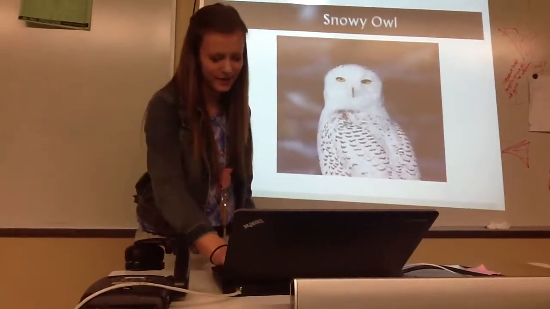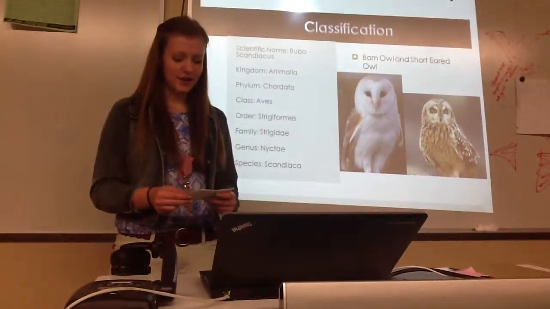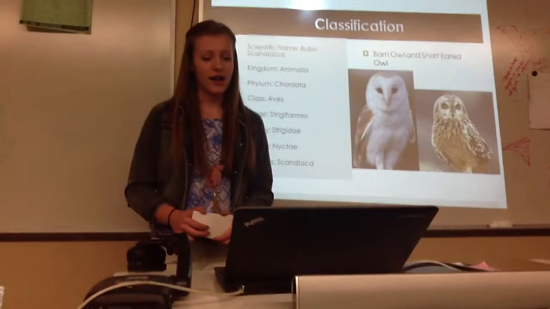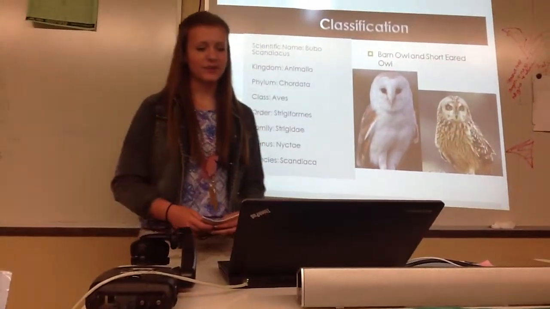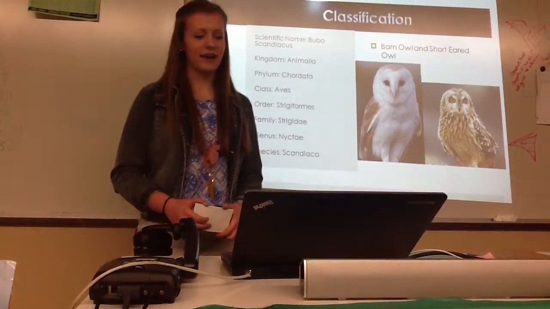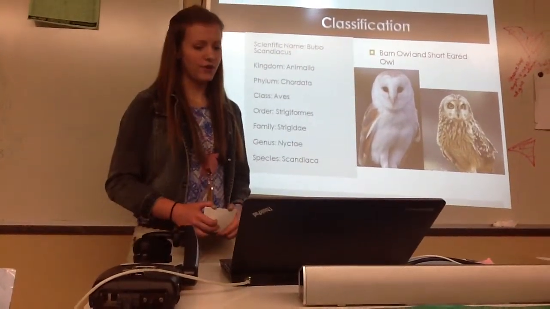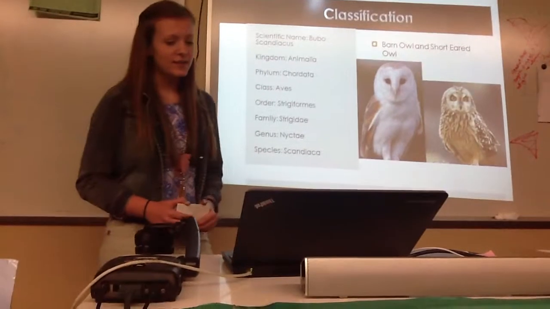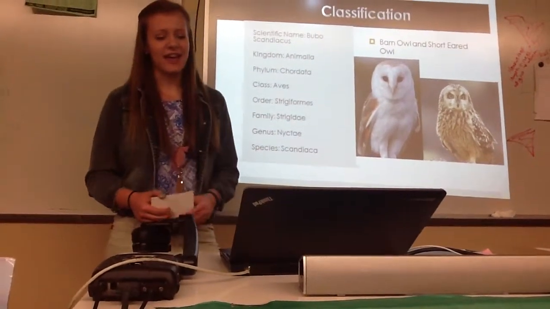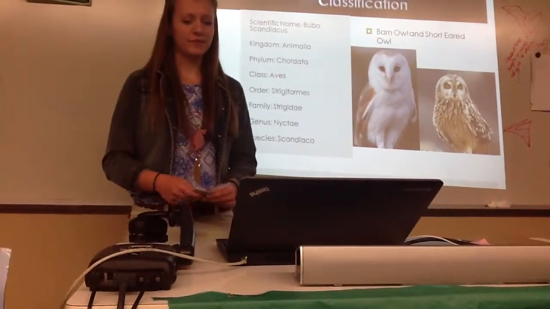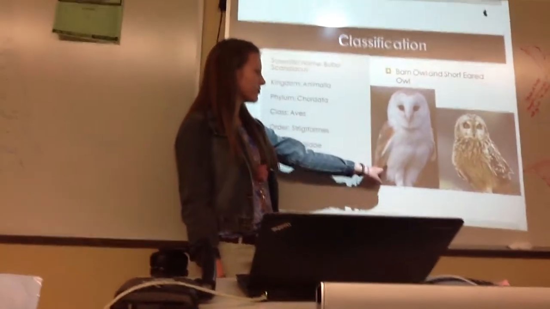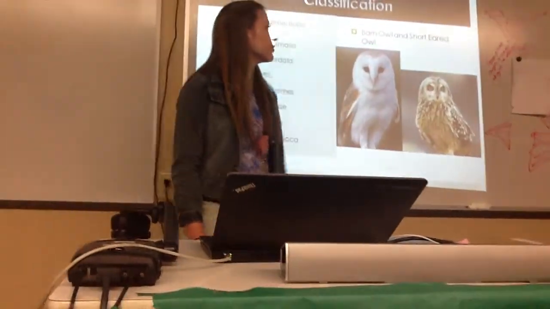Okay, hello, my name is Grace Blair, and over the next few minutes I'll be discussing the snowy owl. In this slide you can see that the snowy owl's scientific name is Bubo scandiacus. Their kingdom is Animalia, the phylum is Chordata, the class is Aves, the order is Strigiformes, the family is Strigidae, the genus is Bubo, and the species is scandiacus. Here are two birds that the snowy owl resembles. This is the barn owl, and that is the short-eared owl.